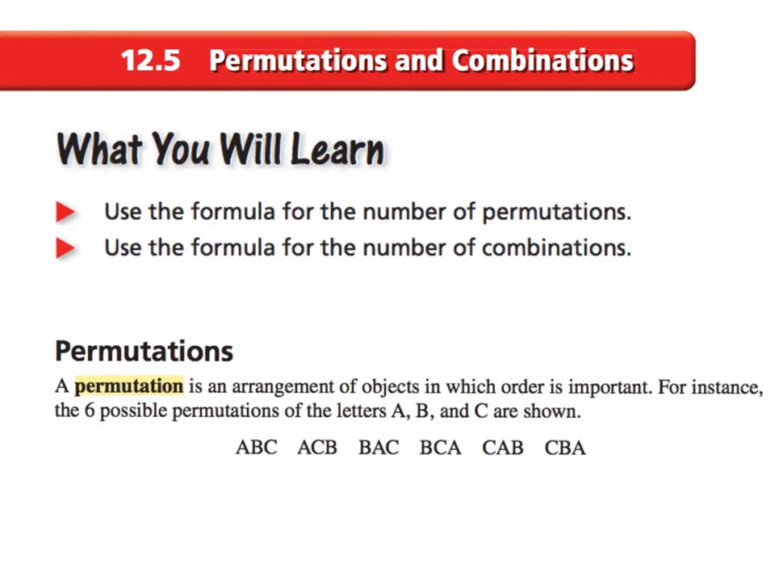Now, how do we get that? Well, if you think about it, we have 3 spaces. If I have 3 letters, how many letters can I choose for the first space? 3. But now I can't choose it again. So how many letters are left? 2, and then I have 1. So if you multiply them together, 3 times 2 times 1, that gives you the 6 possible permutations. That is a permutation.